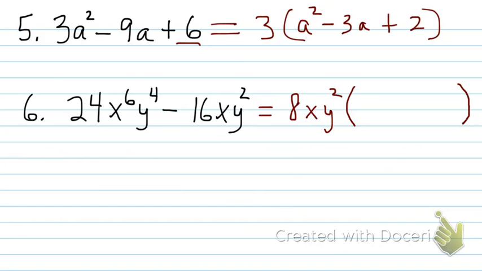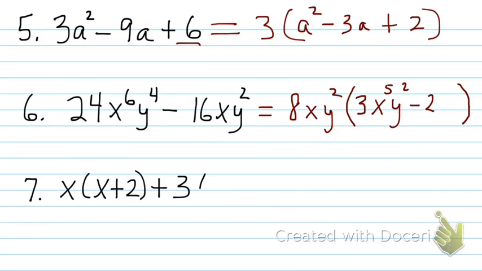And 8xy squared times something is 24x to the 6th, y to the 4th. Well, 8 times 3 would give you the 24. X times x to the 5th would give you x to the 6th. And y squared times y squared gives you y to the 4th. And then you're going to have minus 8 times 2 is 16. And in fact, we already have an x and a y squared, so that is going to be our final answer. Let's do one last problem here.